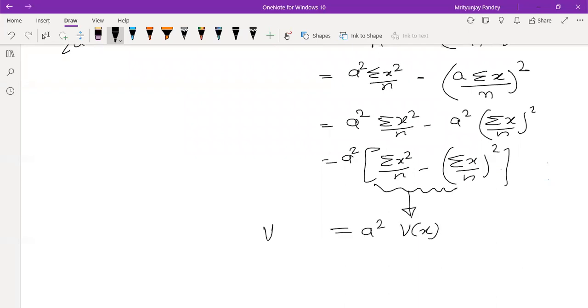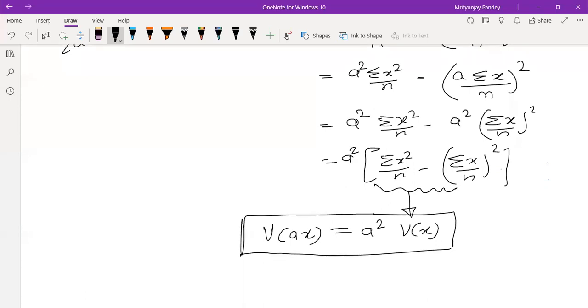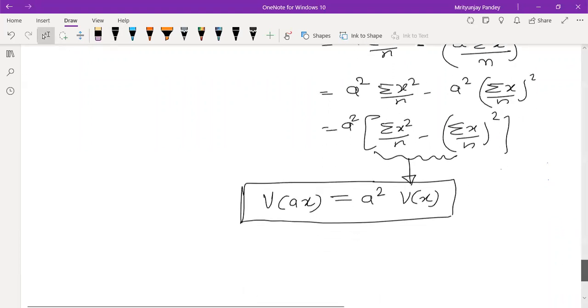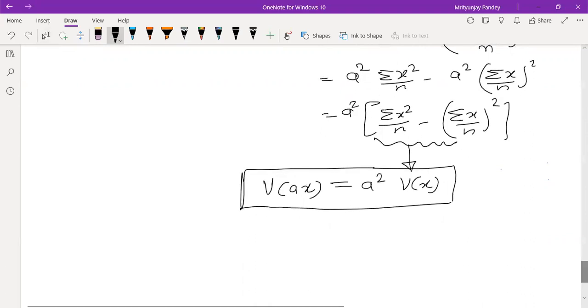तो हमने स्टार्ट किया है variance of ax. So finally answer is a square variance of x. This is your third property. Understood? Students? Yes, sir. Okay.